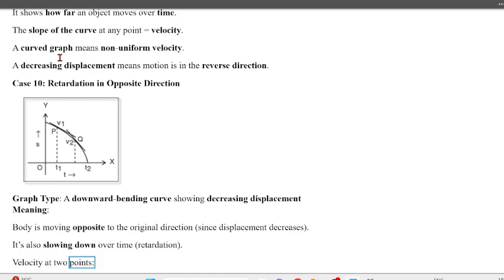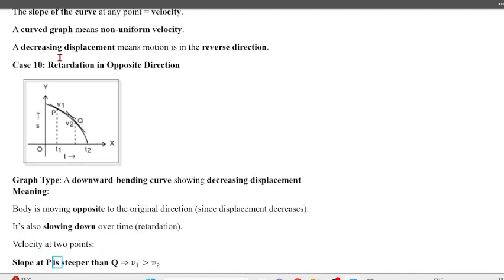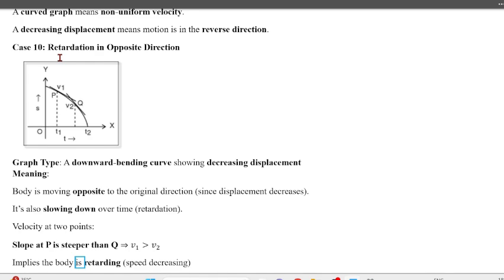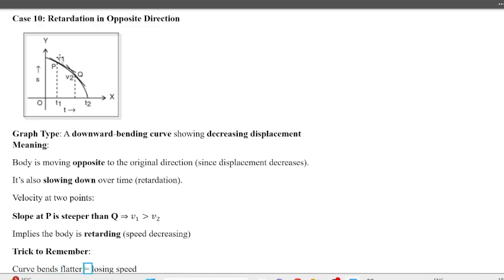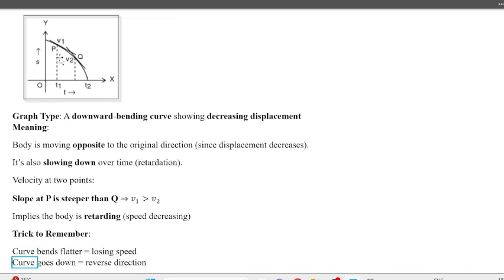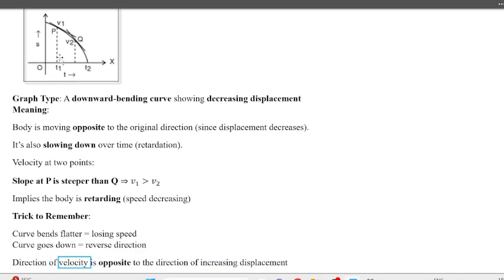Velocity at 2 points. The slope at P is steeper than at Q, so V1 is greater than V2. This implies the body is retarding, its speed decreasing. Trick to remember: a curve that bends flatter means losing speed; a curve that goes down means reverse direction. The direction of velocity is opposite to the direction of increasing displacement.